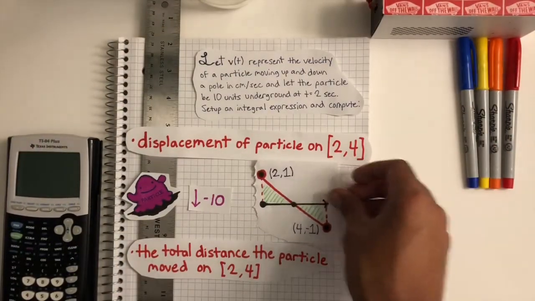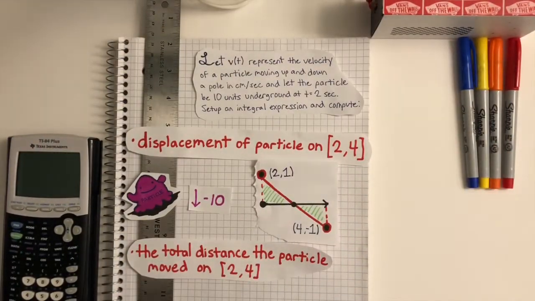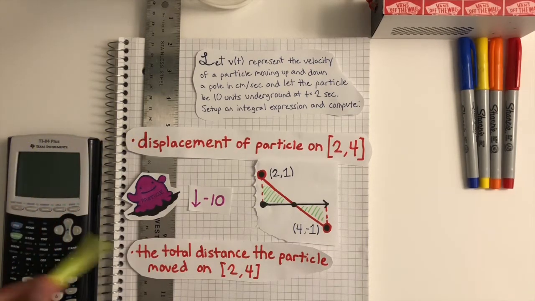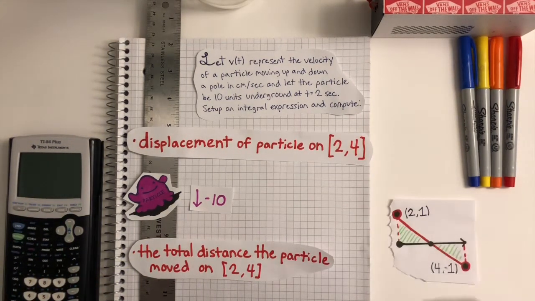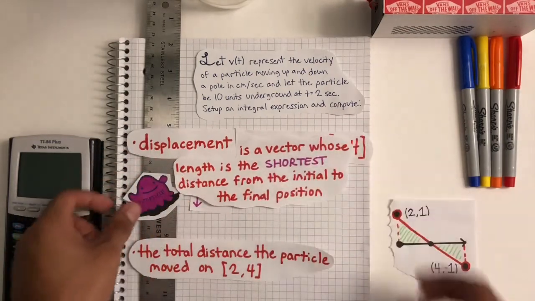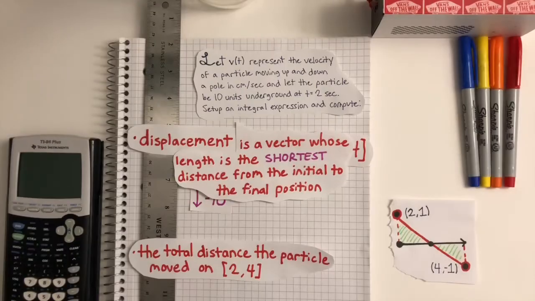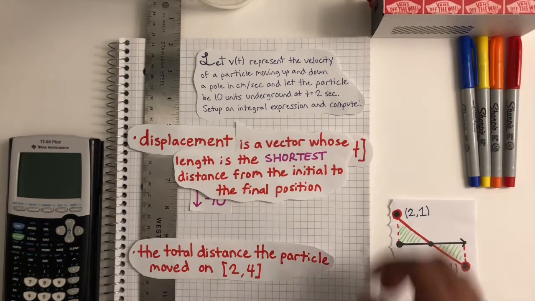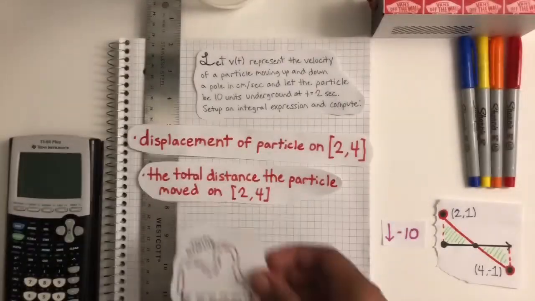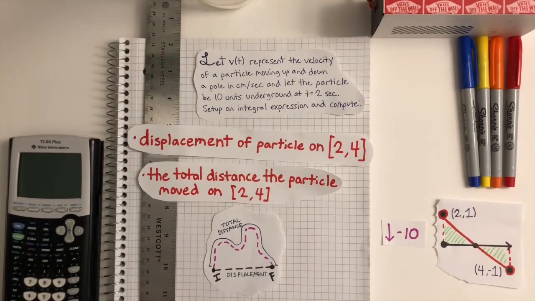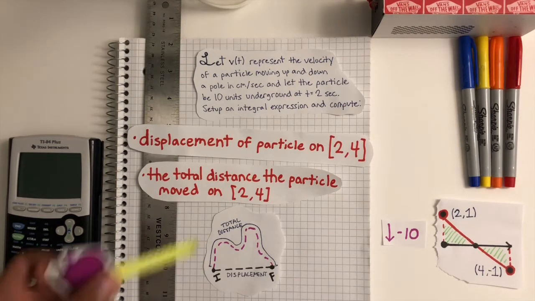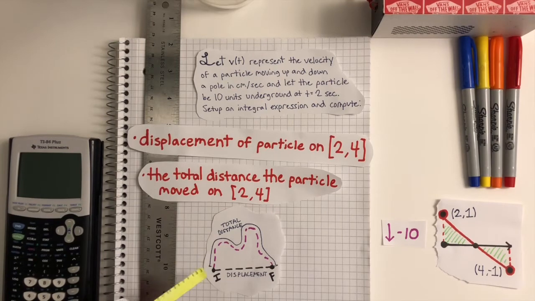In order to do this, you must fully understand the difference between displacement and total distance. Displacement is a vector whose length is the shortest distance from the initial to the final position point. However, total distance is not the shortest distance from point A to B, but the actual distance of the full-on route. You can also see that total distance is the absolute value of displacement.